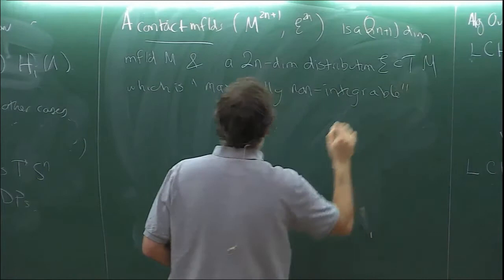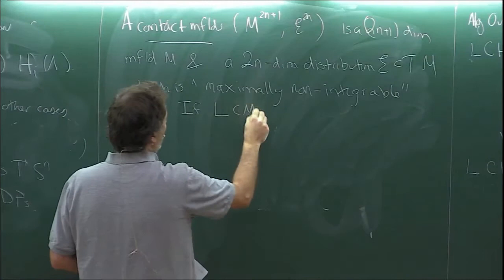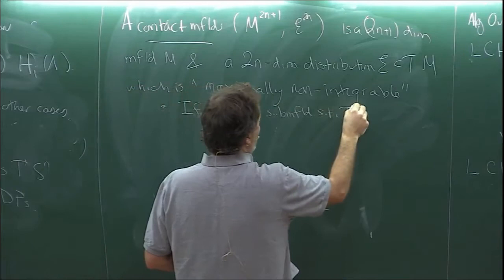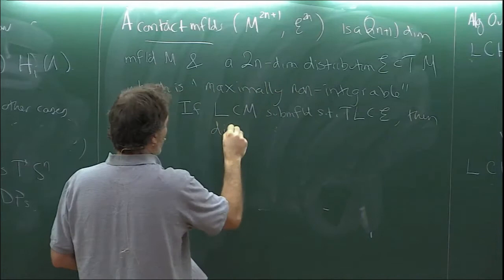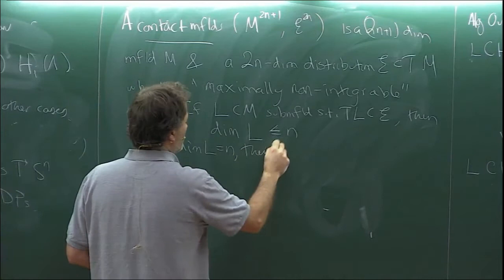Okay, so how to define this? One way you could say this is, if L is a submanifold such that its tangent bundle is in this distribution, then L can't be too big. In fact, if it's as big as possible, then it's called Legendrian.